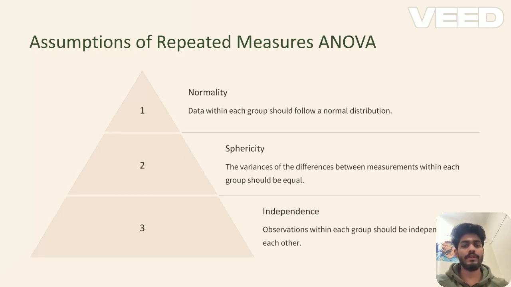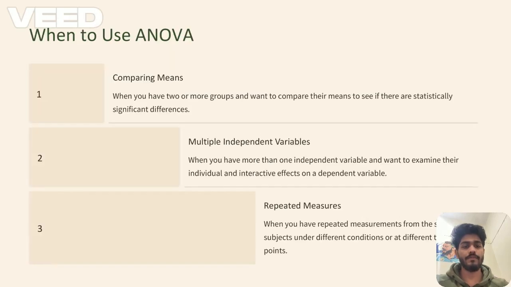Assumptions of repeated measures ANOVA. First, normality: data within each group should follow a normal distribution. Second, sphericity: the variances of the differences between measurements within each group should be equal. Third, independence: observations within each group should be independent of each other.